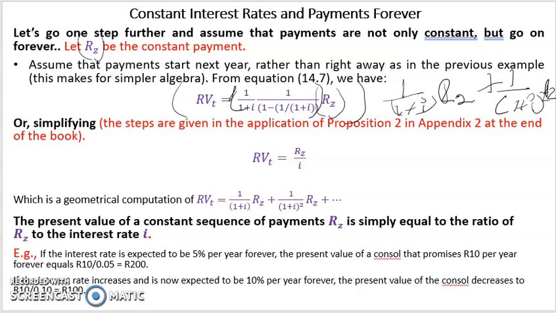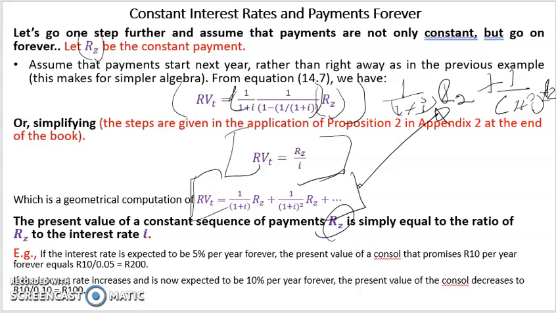We can also take a few steps to simplify our equation, and the steps are given in the application of proposition 2 in appendix 2 at the end of the book. So our simplification of our formula is given by this equation here, which is a geometric computation of this, which is the same as the one I just made there. This equation tells us that the present value of a constant sequence of payment RZ is simply equal to the ratio of the RZ and the interest rate.